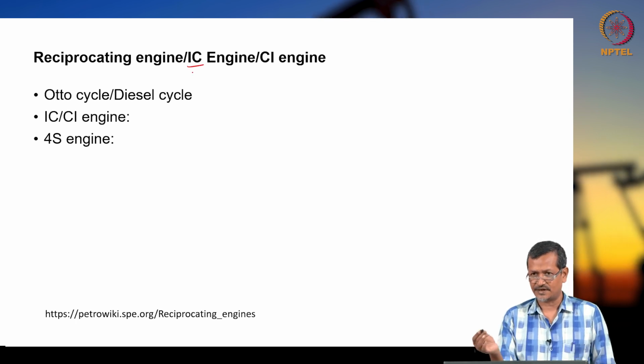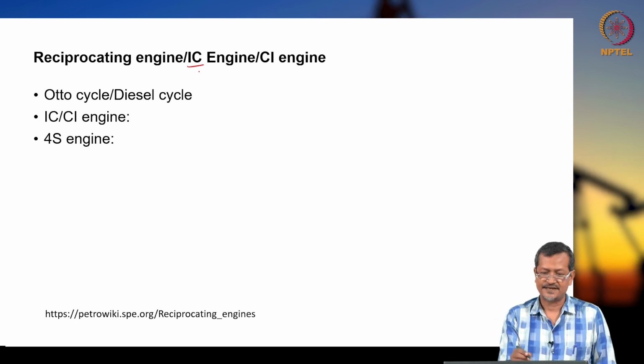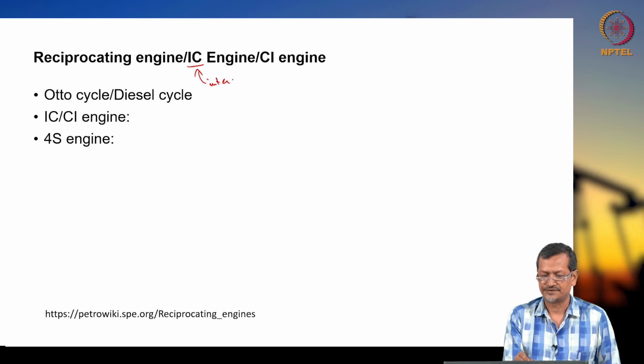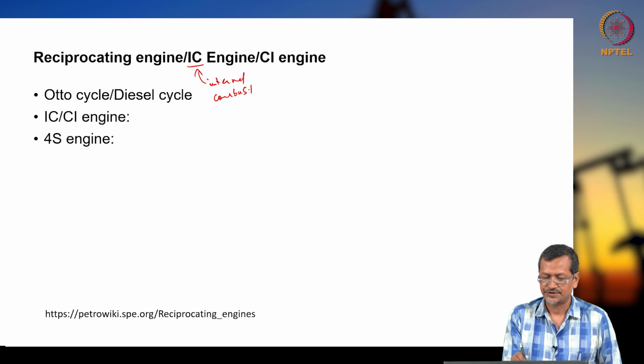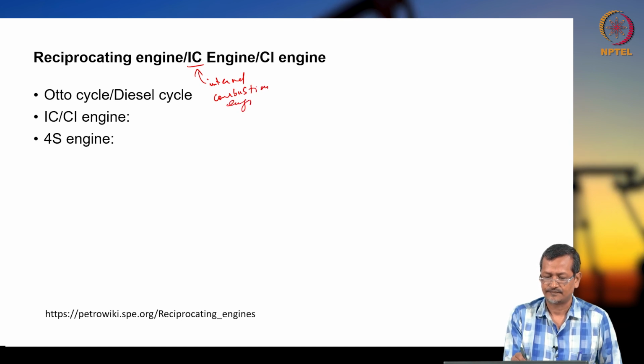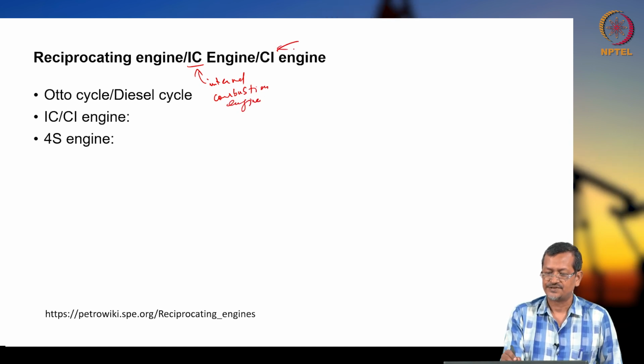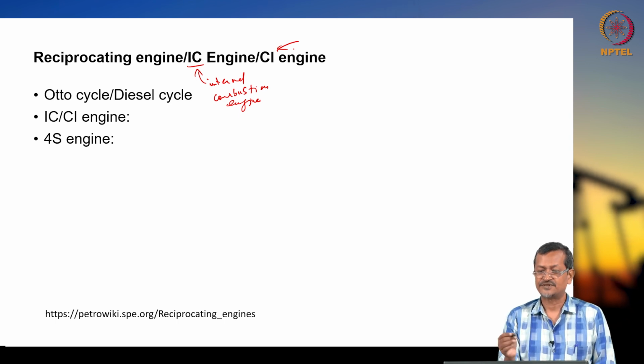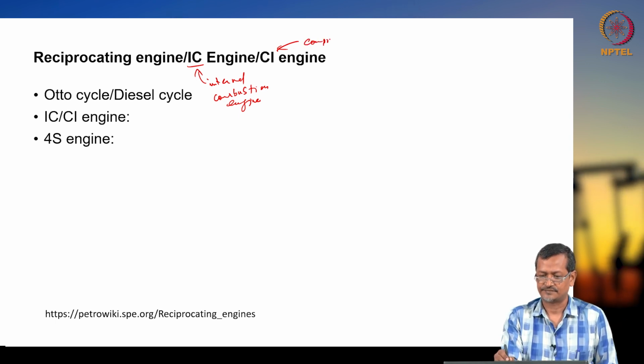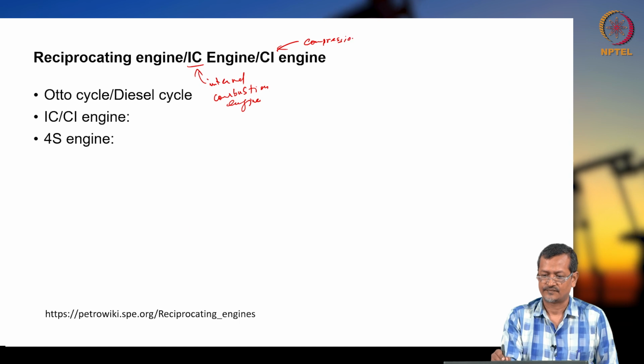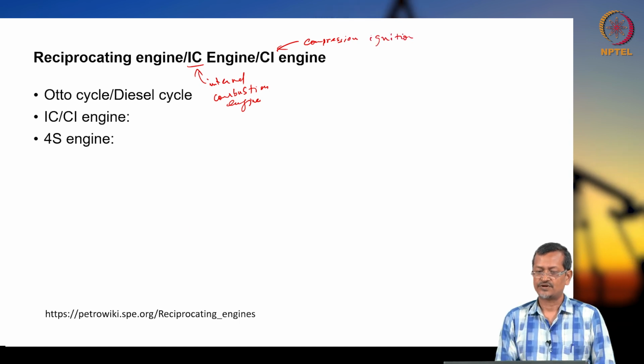So a reciprocating engine or IC engine, IC meaning internal combustion engine. All the trucks and buses have IC engines, internal combustion engines. But the term CI engine is also used. CI means compression ignition. What is compression ignition?